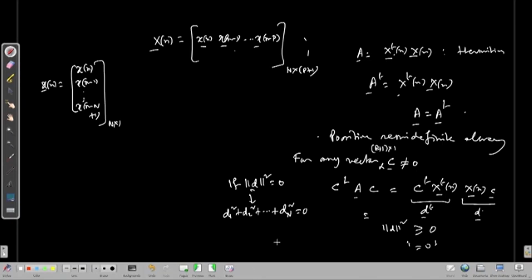If this is equal to 0, since every term is positive or 0, no term is negative, and they are adding, there is no subtraction, they can only contribute positively. So the whole thing has to be 0, every term has to be 0, D1 square has to be 0, D2 square. It cannot happen that this is also positive, this is also positive, but there is a minus sign here, so they cancel. That is not there, it is all additions only. So if the sum total is 0 and every term is either 0 or greater than 0, the only possibility is everybody is 0.